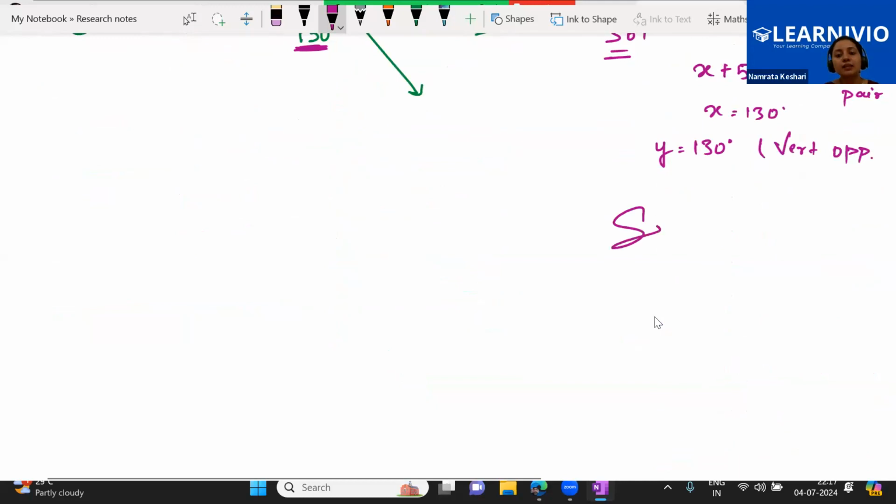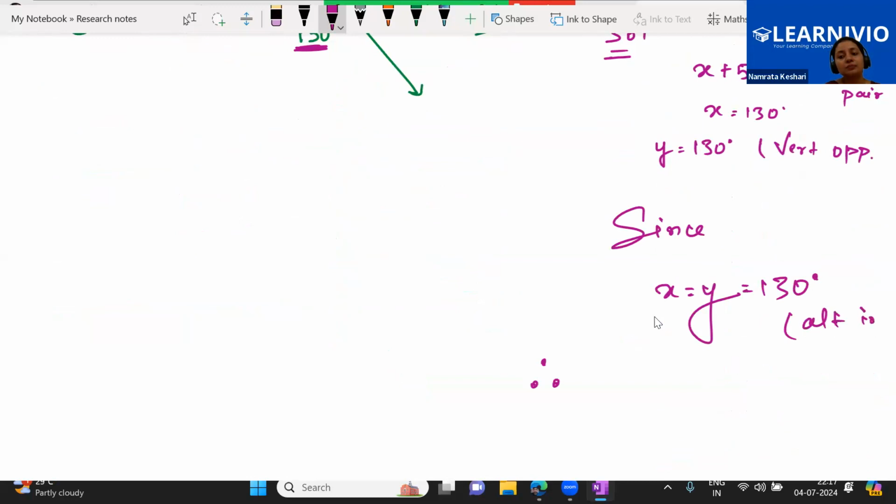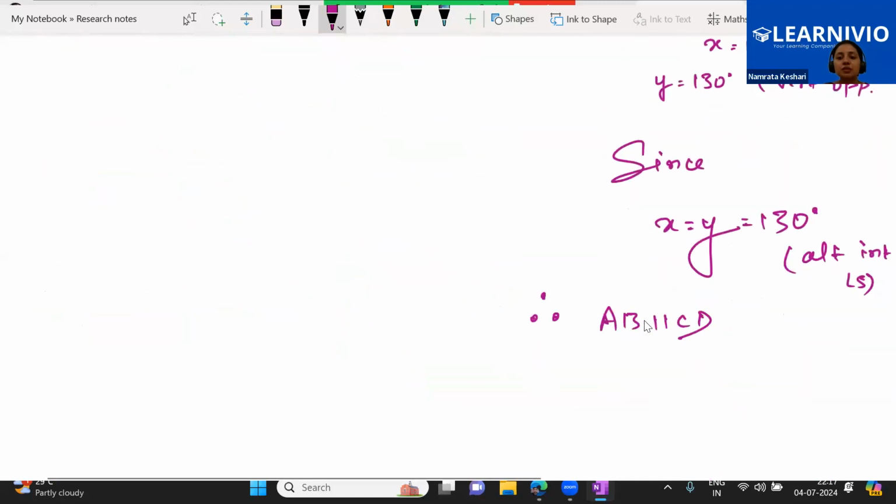So we will write like this. Since X is equal to Y and both are 130 degrees, therefore, and here we will write alternate interior angle. Therefore, AB is parallel to CD. That's it. Any confusion? Anyone having any confusion? No. Let's do the next part, next question.